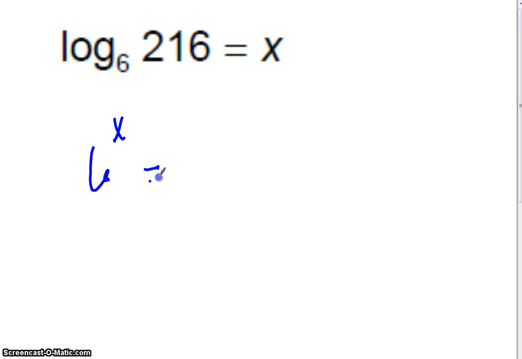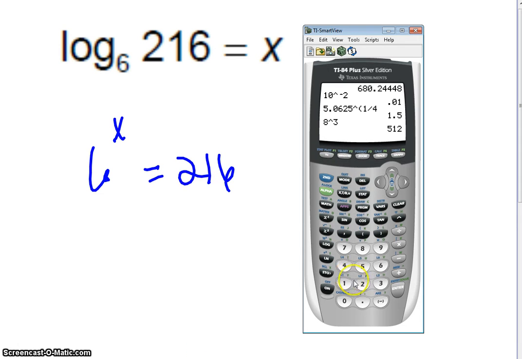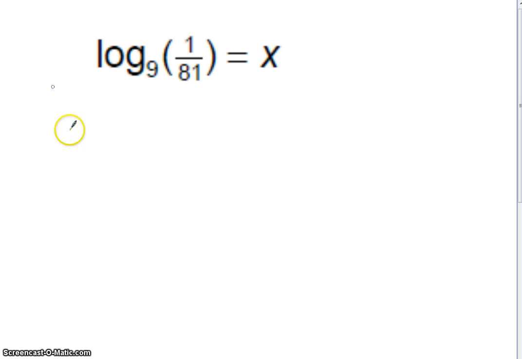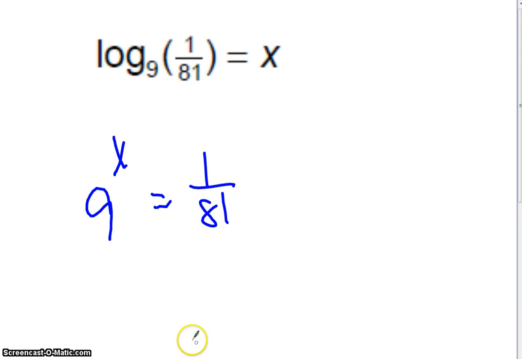6 to the x is equal to 216. You could trial and error it. We know it's not squared, so what's 6 to the 3rd? There it is. X is equal to 3. 9 to the x is equal to 1/81. Well, we need to realize it's in the bottom, so it's a negative, and 9 squared is 81, so x is equal to negative 2.